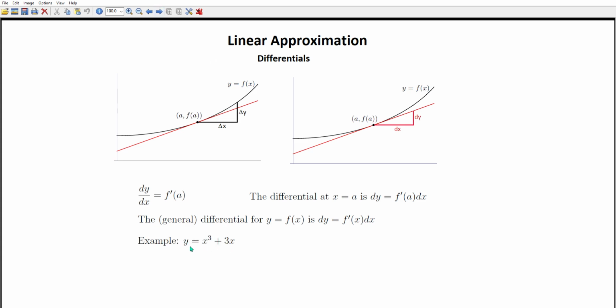So for example, if y is x cubed plus 3x, the differential is dy equals the derivative of y, which is 3x squared plus 3, dx. And if we want the differential at x equals minus 1, we just put minus 1 in here, and we get 3 times minus 1 squared plus 3, which is 3 plus 3, or 6 dx. So dy equals 6 dx is the differential at x equals minus 1.